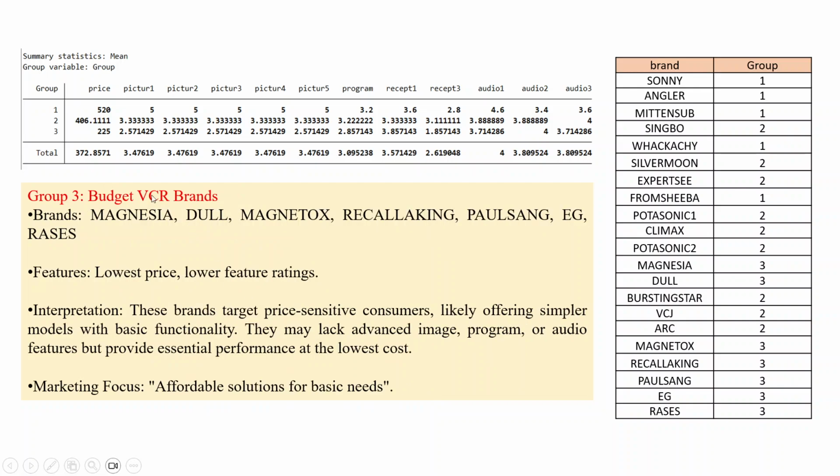Then group 3, the last line, and here wherever it is written 3. These are the brands. Features: lowest price, lower feature ratings. Interpretation. These brands target price sensitive consumers, likely offering simpler models with basic functionality. They may lack advanced image, program or audio features but provide essential performance at the lowest cost. Marketing focus: affordable solutions for basic needs.